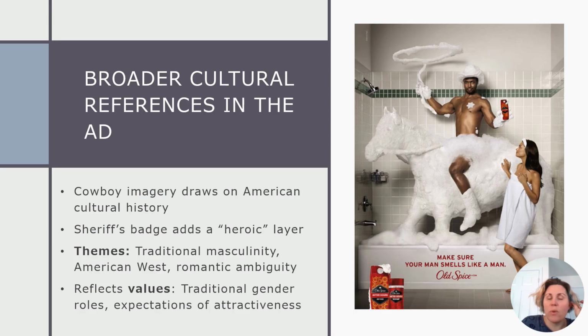We can look at other texts and associations the ad references. The cowboy character draws on depictions of cowboys in film, TV, and literature, which benefits from a long cultural history. He's wearing a sheriff's badge, which elevates him to a noble cowboy, a traditional hero. As for themes, masculinity dominates, along with a hint of sexuality in the American West. Regarding values, the ad reflects traditional gender roles, implying it's the woman's responsibility to ensure her male partner is attractive. But there's also ambiguity, as the relationship is undefined without those visible wedding rings.